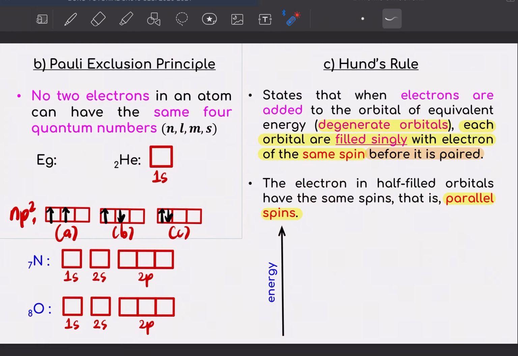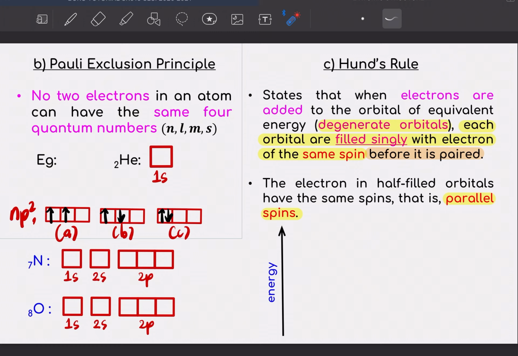The next rule is the Pauli exclusion principle. The Pauli exclusion principle mentions that no two electrons in an atom can have the same 4 quantum numbers: N, L, M and S.